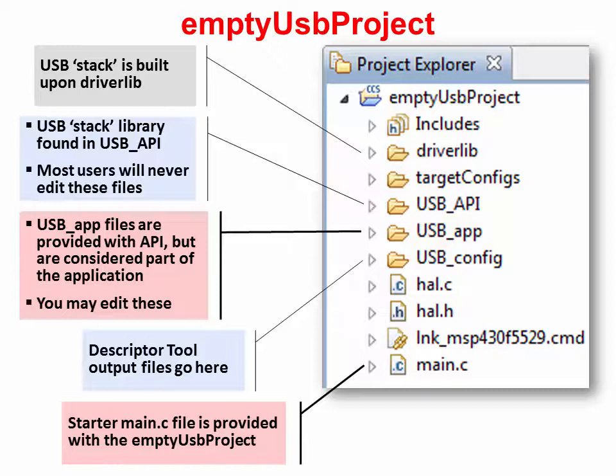Moving down again, we see the USB config folder. This starts out empty, but when you run the descriptor tool, this is where its output goes. We don't have to manually edit the files in here, so we colored it blue. Finally, they've provided us with a starter template for main. This provides us with a good USB framework to build upon.